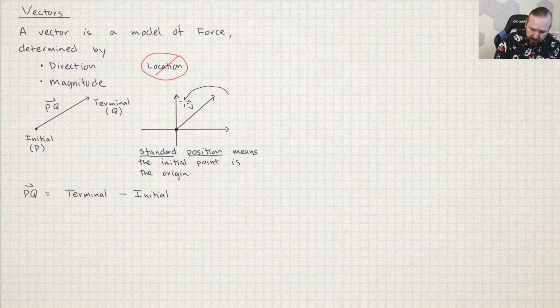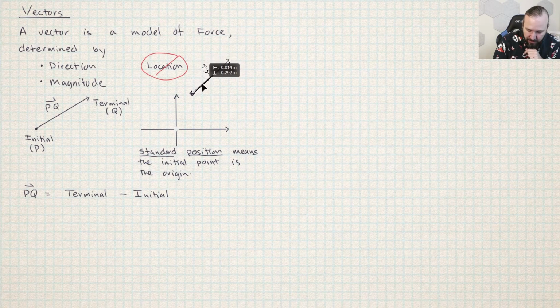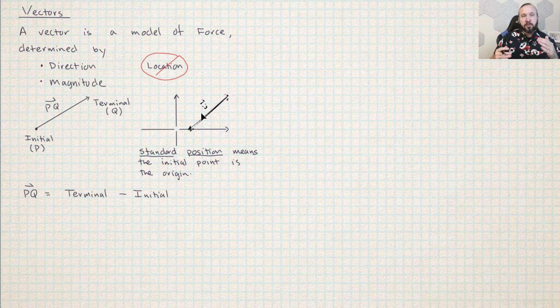So if the initial point was not at the origin, let's say it was up here somewhere, then to put it in standard position, first I would have to slide it down like that. If it was up here, to slide it down I would have to subtract off whatever the initial height was. And then I would have to slide it over there to get it in standard position.